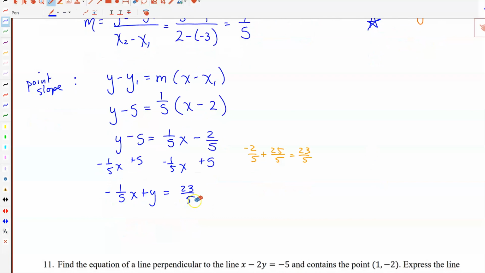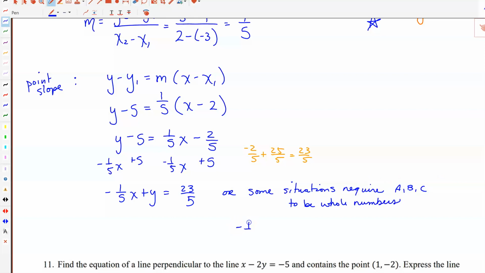Now in some cases, in some textbooks, they are fine with leaving the standard form like this. You have your variables on one side and your constants on the other. But some textbooks in some situations may require the a, b, and c values in your general form to be whole numbers. So they don't like that there's fractions in here. So if that's the case, we can clear the fractions.